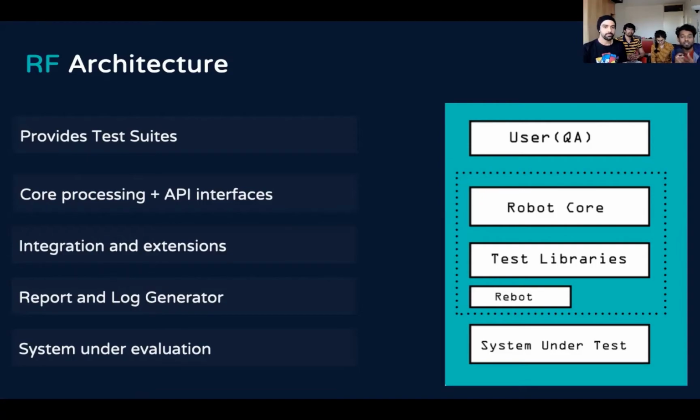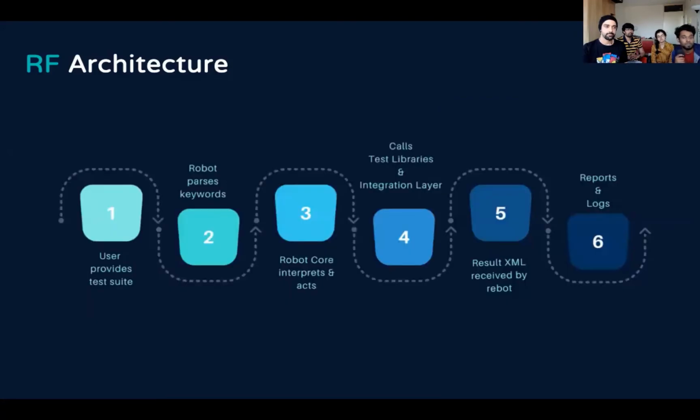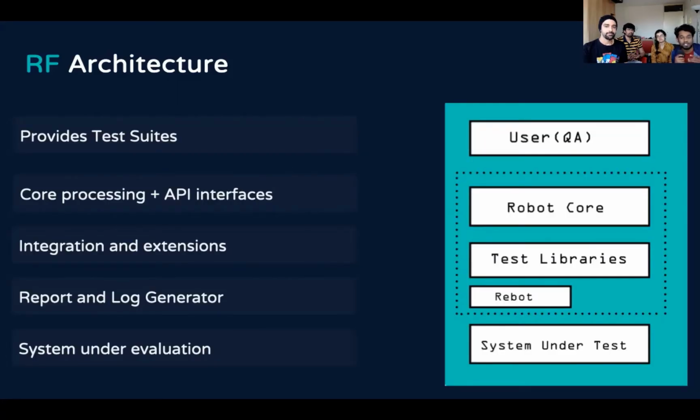In the Robot core, we have the core processing Python files, which process the .robot files provided by the users and then execute the test cases as per need. It also contains the API interfaces needed to communicate with the external libraries to interface with the system under test. Those external libraries, the test libraries, are also part of the Robot Framework code, and they are a separate container that can be developed individually by different users, as it is an open source platform. And we have a Rebot tool. Rebot is a report and log generator tool, and as we saw in the demo, it is the one that produces the HTML that we see as a report.